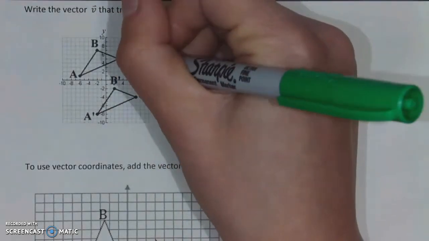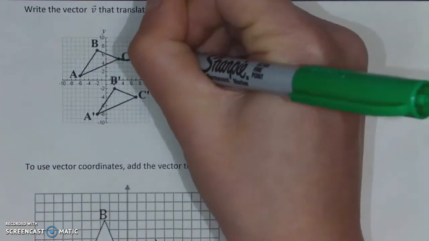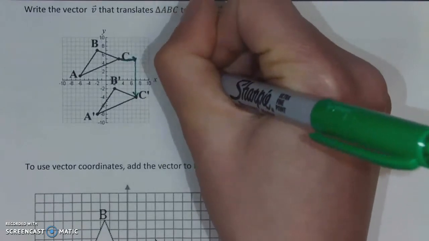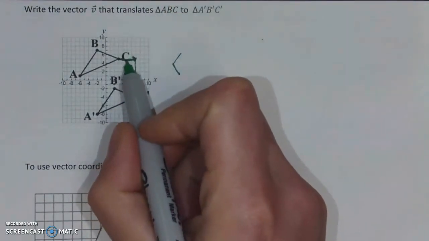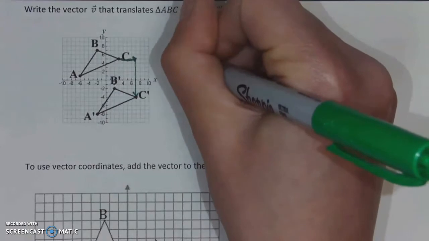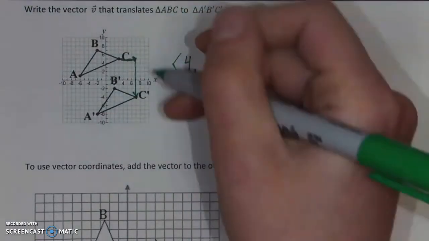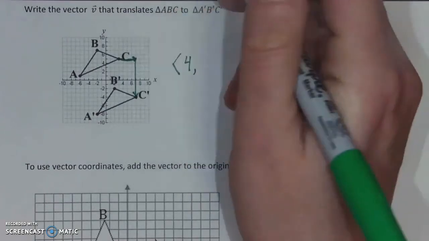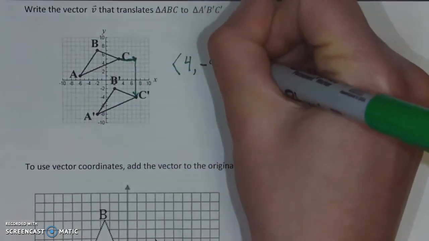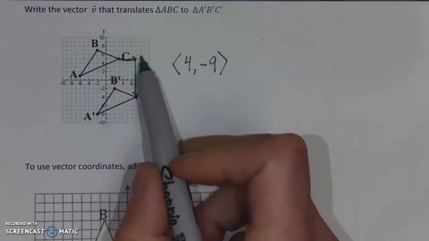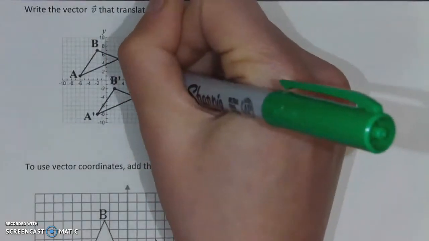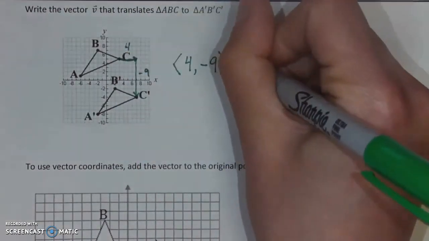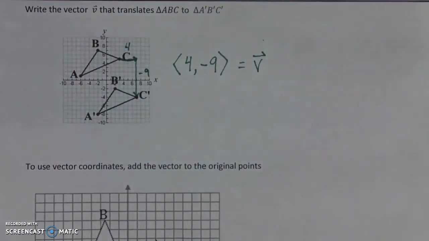I can either draw the path that this took horizontally and vertically and record what I got. So I get 1, 2, 3, 4 over in a positive direction towards the right, and 1, 2, 3, 4, 5, 6, 7, 8, 9 down, so that's going to be a negative 9. And I can get my vector that way. I move 4 over, 9 down. That's one way to get our vector v that translated the figure.